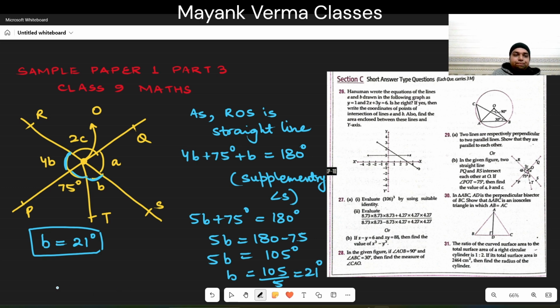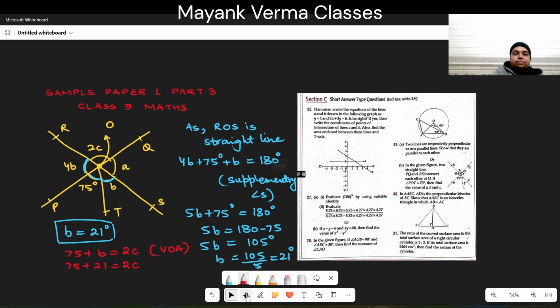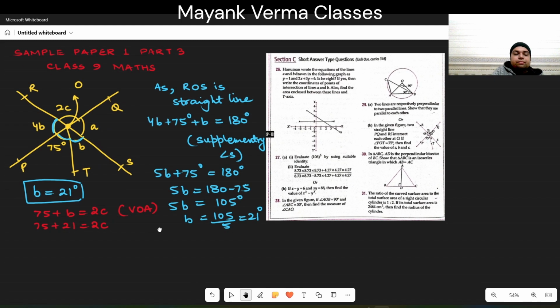Now, can I also say that 75 plus B is equal to 2C? Reason, vertical opposite angles. So 75 plus 21 is equal to 2C. So what we will get here? We will get 75 plus 21, that is 96, is equal to 2C.